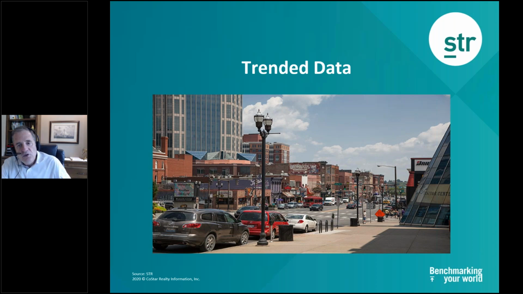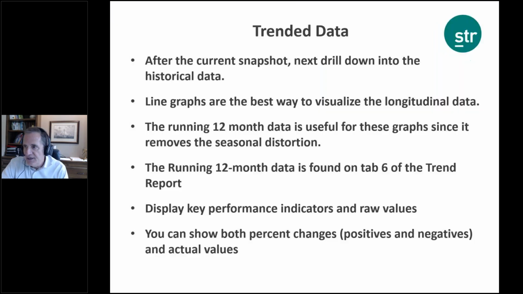Good. The third component of a market study has to do with trended data. Now, we've seen a current snapshot. At this point, we're going to drill down into historical data. And to do that, we're going to display that data with line graphs. Those are the best way to visualize historical longitudinal data. We are going to use the running 12-month data for this. Remember what you learned in the CHIA, that removes the seasonal distortion. So you won't have the zigzags, you'll have the long, undistorted lines that show the trends.